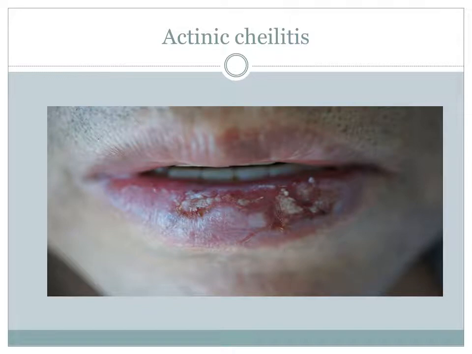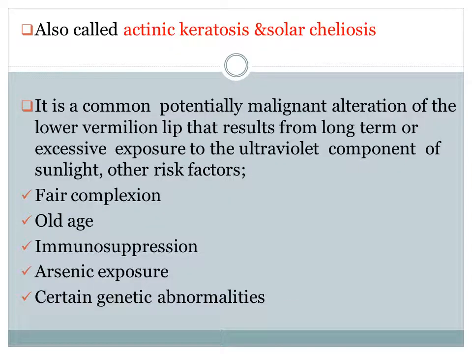Actinic cheilitis, also called actinic keratosis or solar cheilitis. It is a common potentially malignant alteration of the lower vermilion lip that results from long-term or excessive exposure to the ultraviolet component of sunlight. Other risk factors: fair complexion, old age, immunosuppression, arsenic exposure, certain genetic abnormalities.